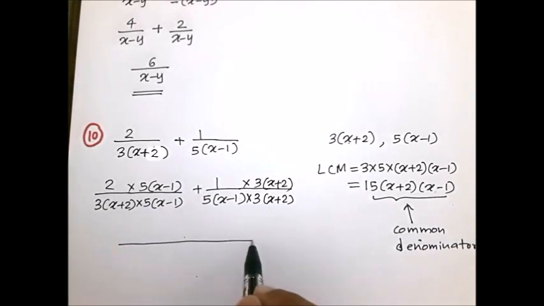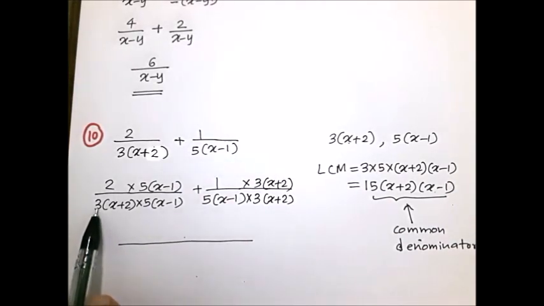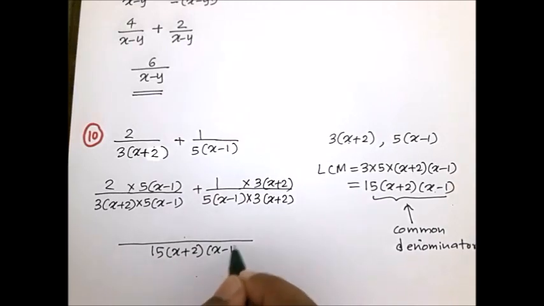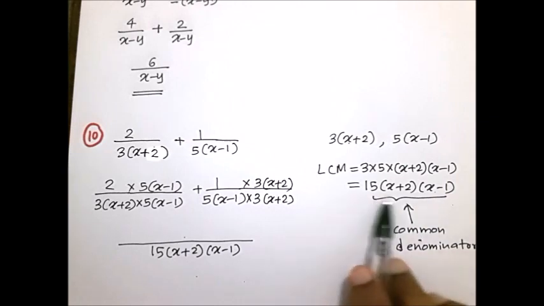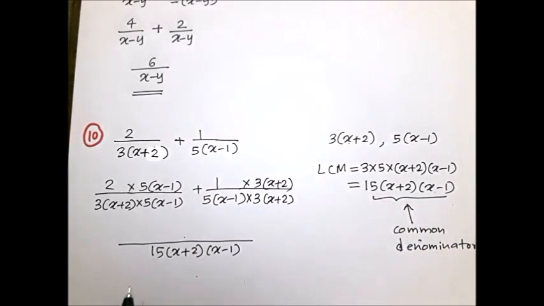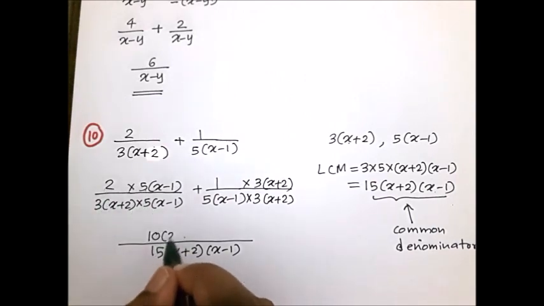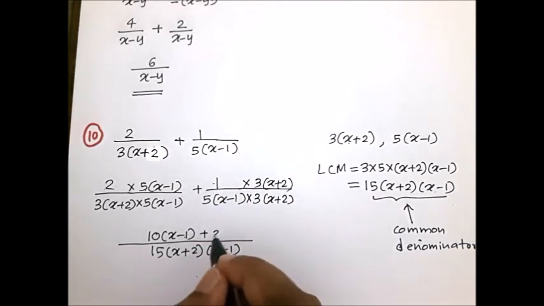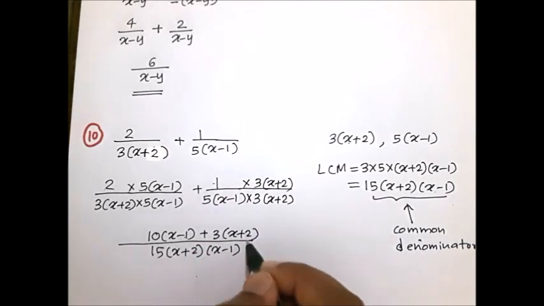Now take the common denominator. It is 3 multiplied by 5, 15, (x + 2), (x - 1). This is the common denominator. You have to take the LCM as the common denominator. Now in the numerators, 2 times 5, 10, (x - 1). Here 1 multiplied by 3, 3, (x + 2).